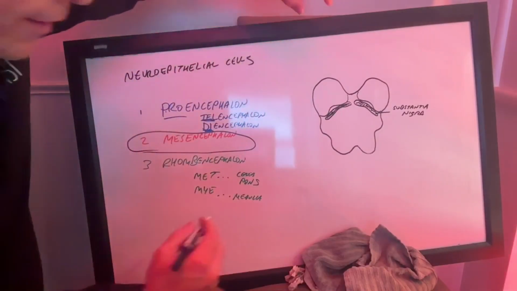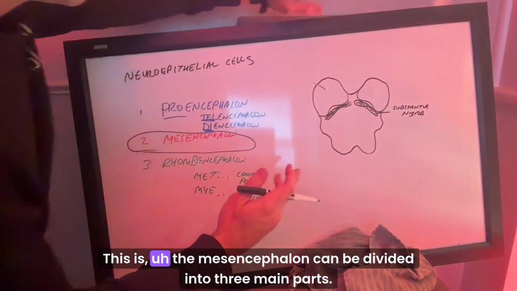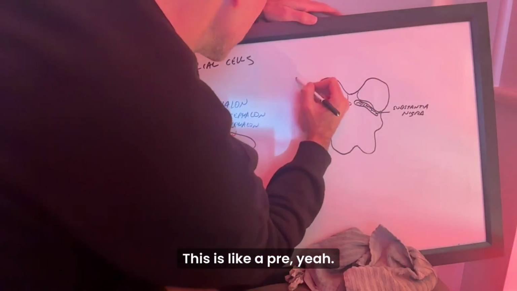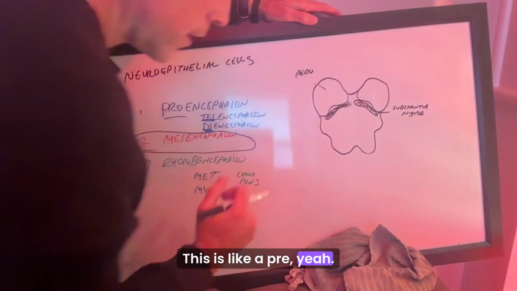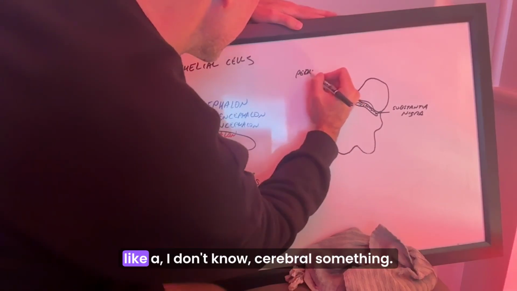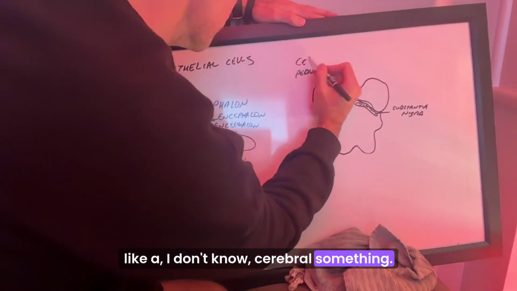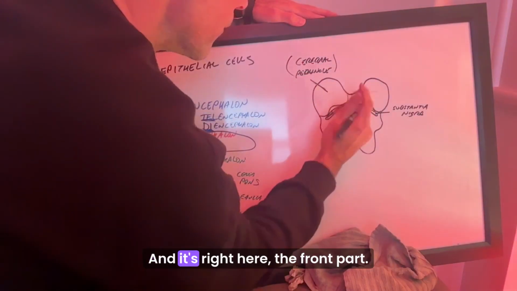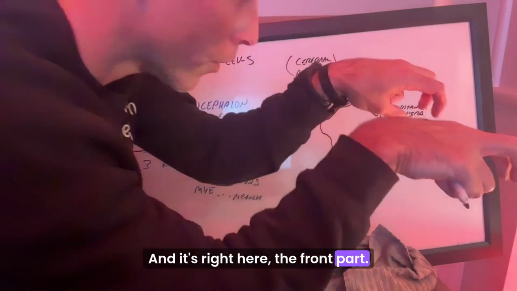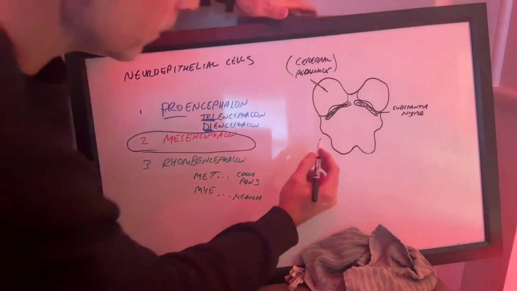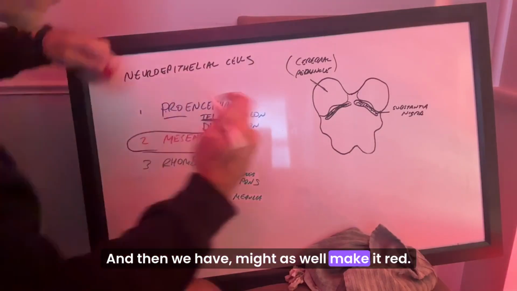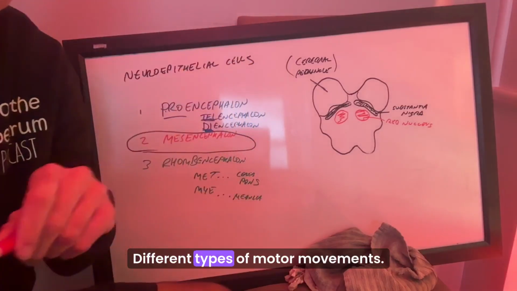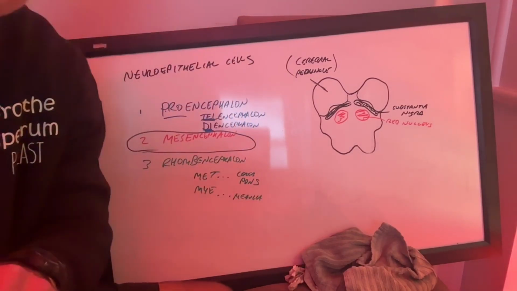The mesencephalon can be divided into three main parts. This is like a, I don't know, cerebral something. I have no idea what this area is, to be honest. And it's right here, the front part. And then we have, might as well make it red, the red nucleus. It's involved with motor movements, different types of motor movements.